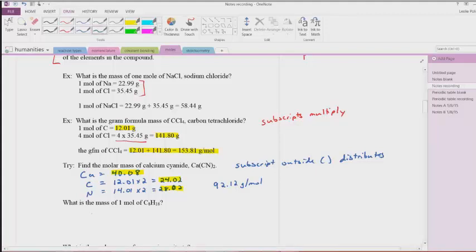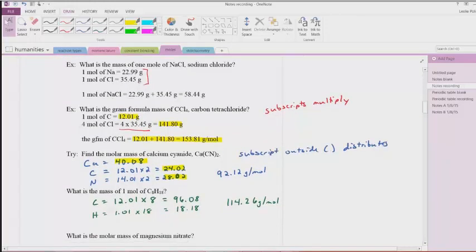If we have this one, carbon is 12.01, but we have 8 of them because of the subscript of 8. And hydrogen is 1.01. We have 18 of them. So we add those together, and we get 114.26 grams per mole.